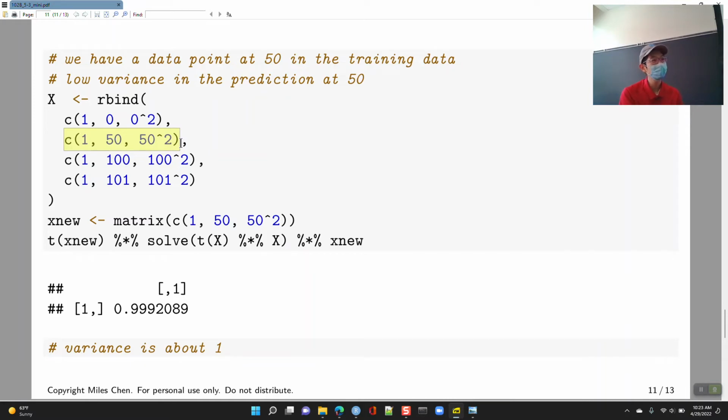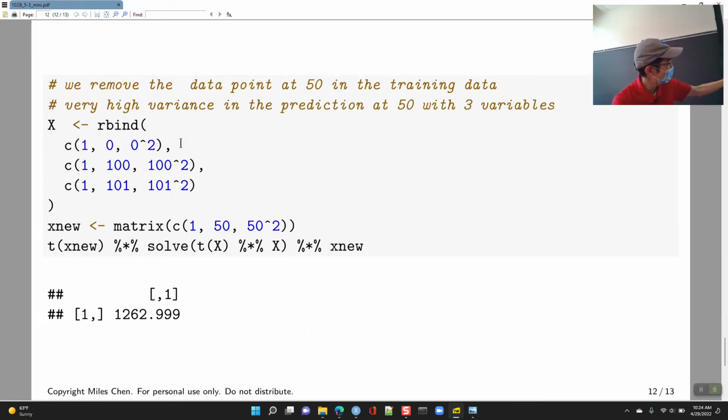What effect do you think this is going to have? Large variation? Okay, and why do you think we're going to have large variation? What's the difference here? More complex models. Exactly. So we're fitting a quadratic model here now. When we end up fitting this thing, look what happens to the variation. It rockets to 1,262.